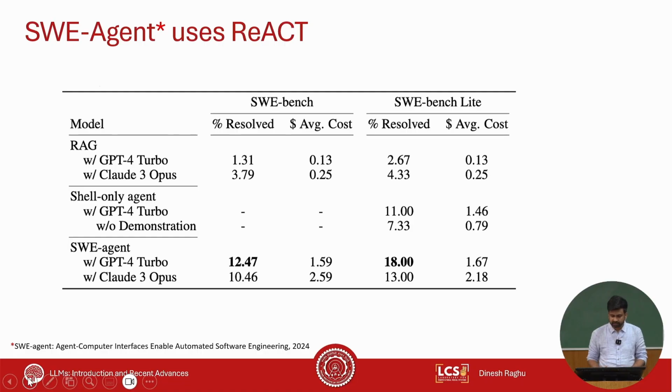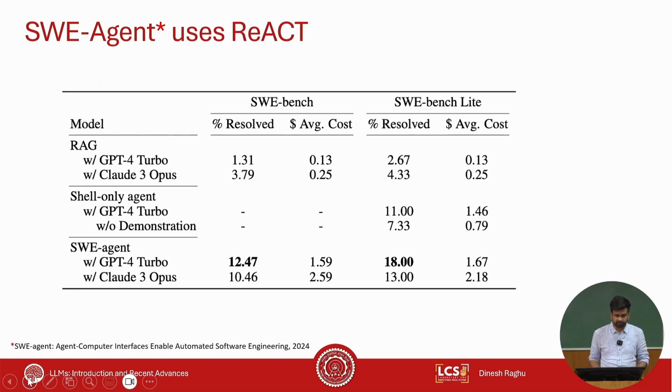So SWE bench has 2,200-odd examples, as I talked about. They also have a subset of SWE bench called SWE bench Lite, which is 300 examples. So the cost associated with running these experiments is slightly lower. People do a lot of ablations on SWE bench Lite, but report final results on SWE bench.